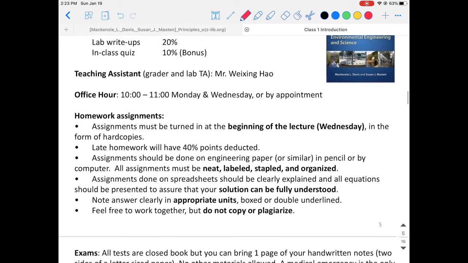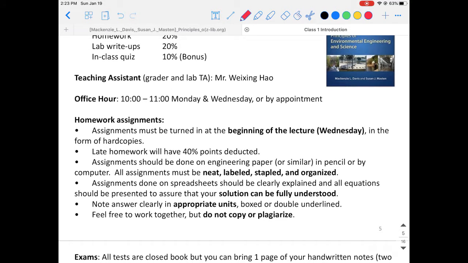Some requirements for the homework and exams. All of these must be turned in at the beginning of the lecture. I'm going to give you the assignments on Wednesday, and they're due on Wednesday, basically the next Wednesday of the class. They have to be in the form of hard copies. And for all late homework, 40% of the points will be deducted.